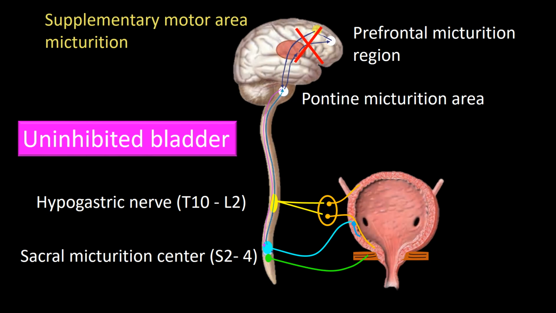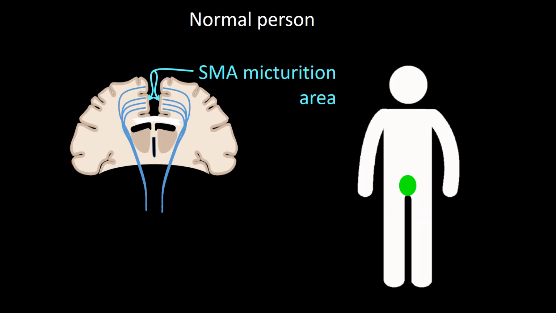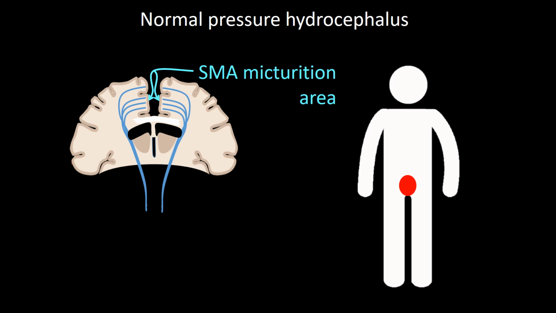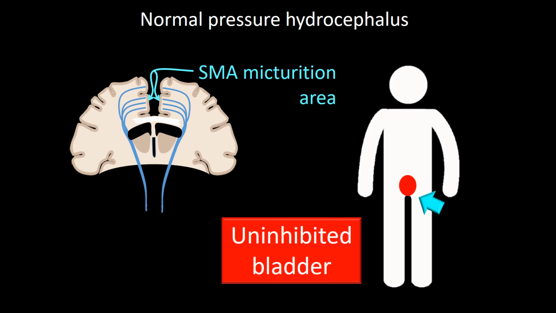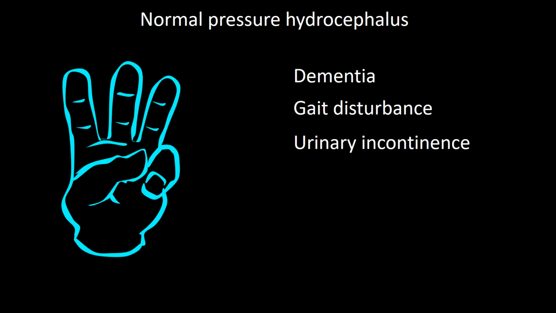produces an uninhibited bladder. In a normal person, the fibers from the supplementary motor area travel close to the ventricles to reach the internal capsule, just as those for the legs. In a patient with normal pressure hydrocephalus, those fibers are stretched or damaged. The consequence is an uninhibited bladder. The mnemonic for these findings is wacky, wobbly, and wet.